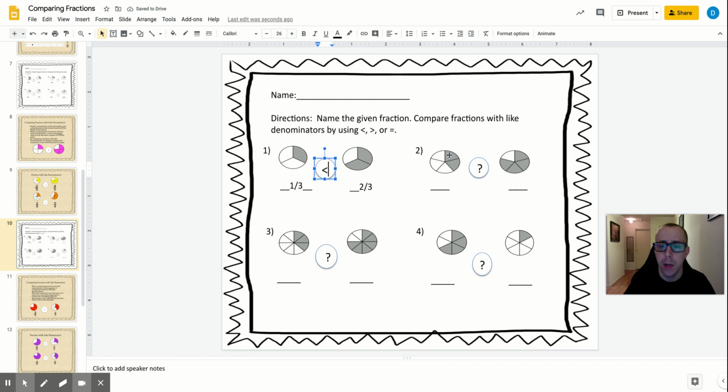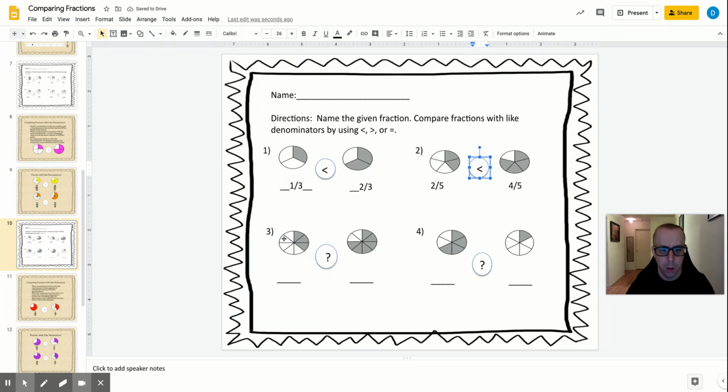Here we see 1, 2, 3, 4, 5. We're dividing into fifths. So we have 2/5 and we have 4/5. Since they're both fifths, we can compare the numerators, 2 and 4. 2 is less than 4, so 2/5 is less than 4/5.